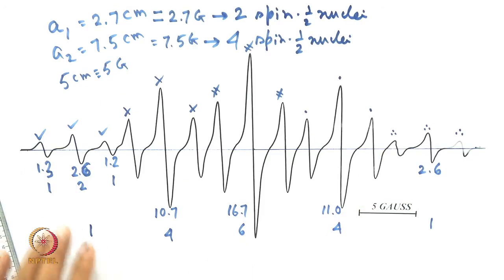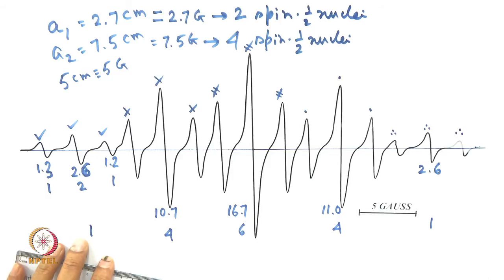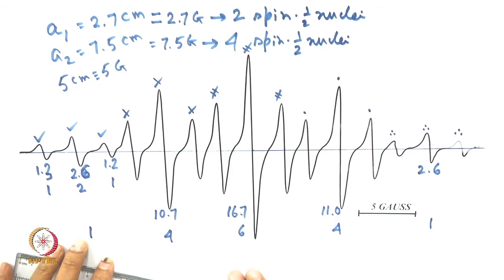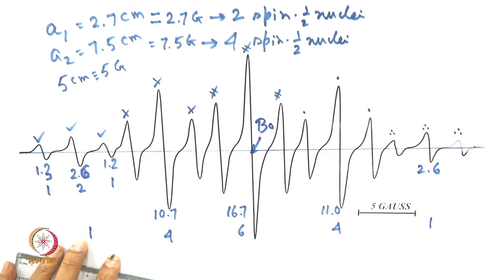So, we have figured out all the hyperfine coupling constants that are present here. Again, what will the g value? That will be the center of the spectrum. For this one, there are an odd number of lines. So, this is the center of the spectrum. So, this gives V0, which can give the g value.